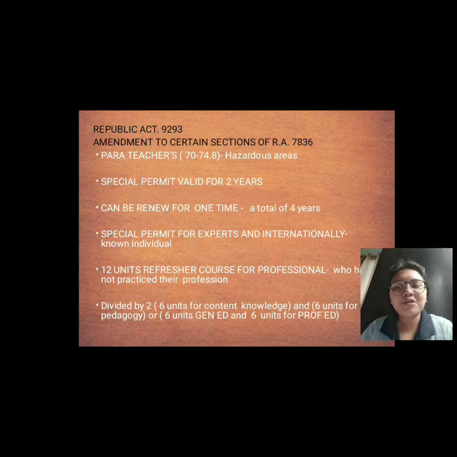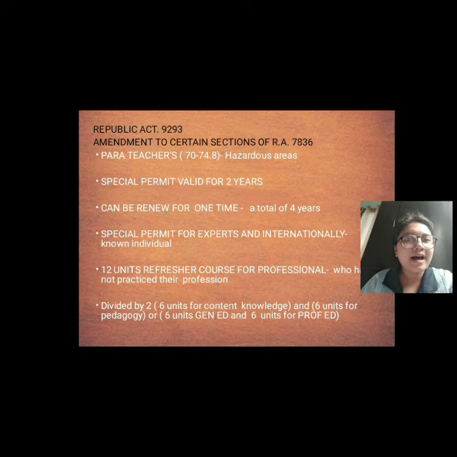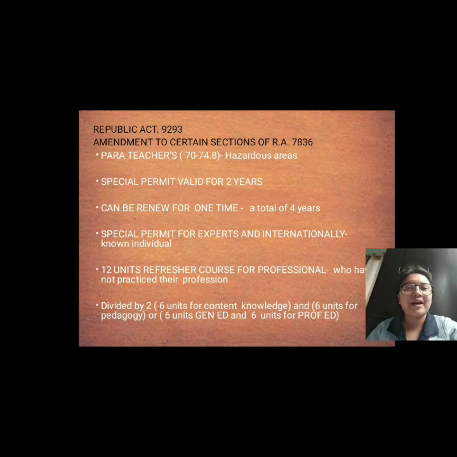And the fourth one is the special permit for experts and internationally known individuals. Those like Lea Salonga, that's the example. And the 12 units refresher course for professionals who have not practiced their profession.